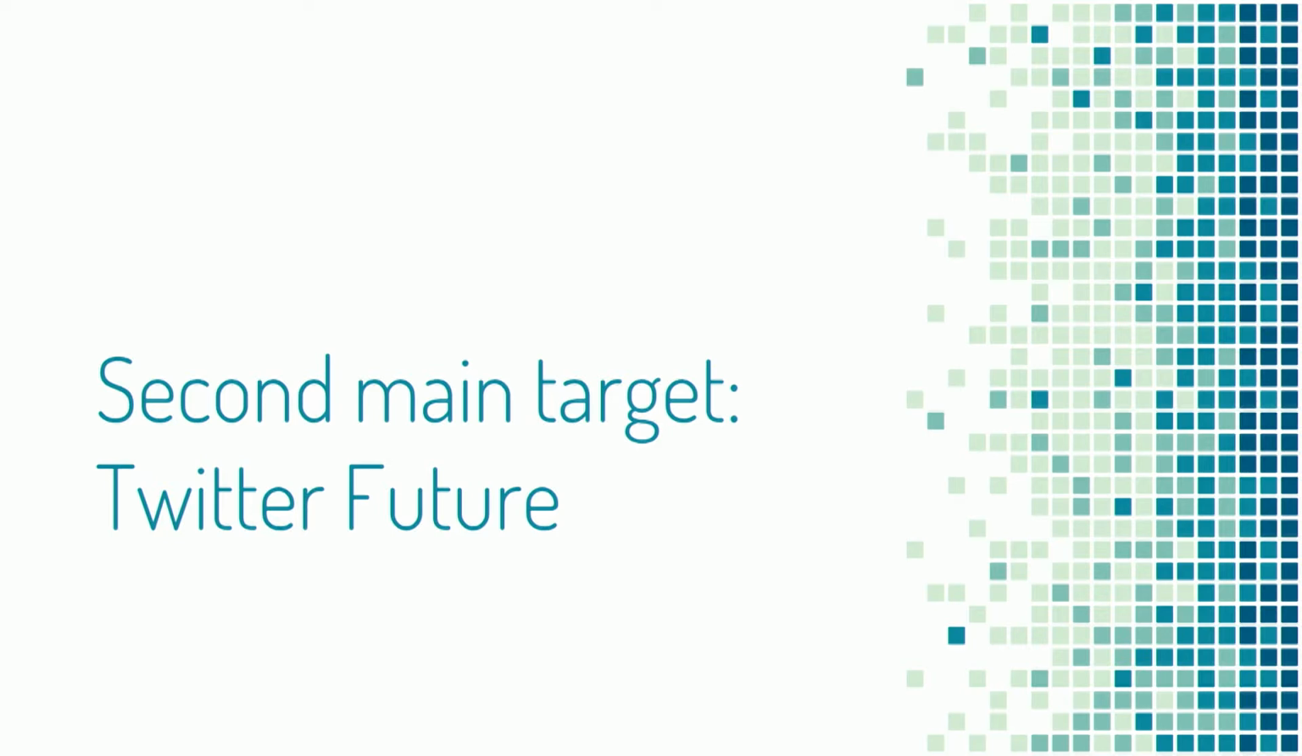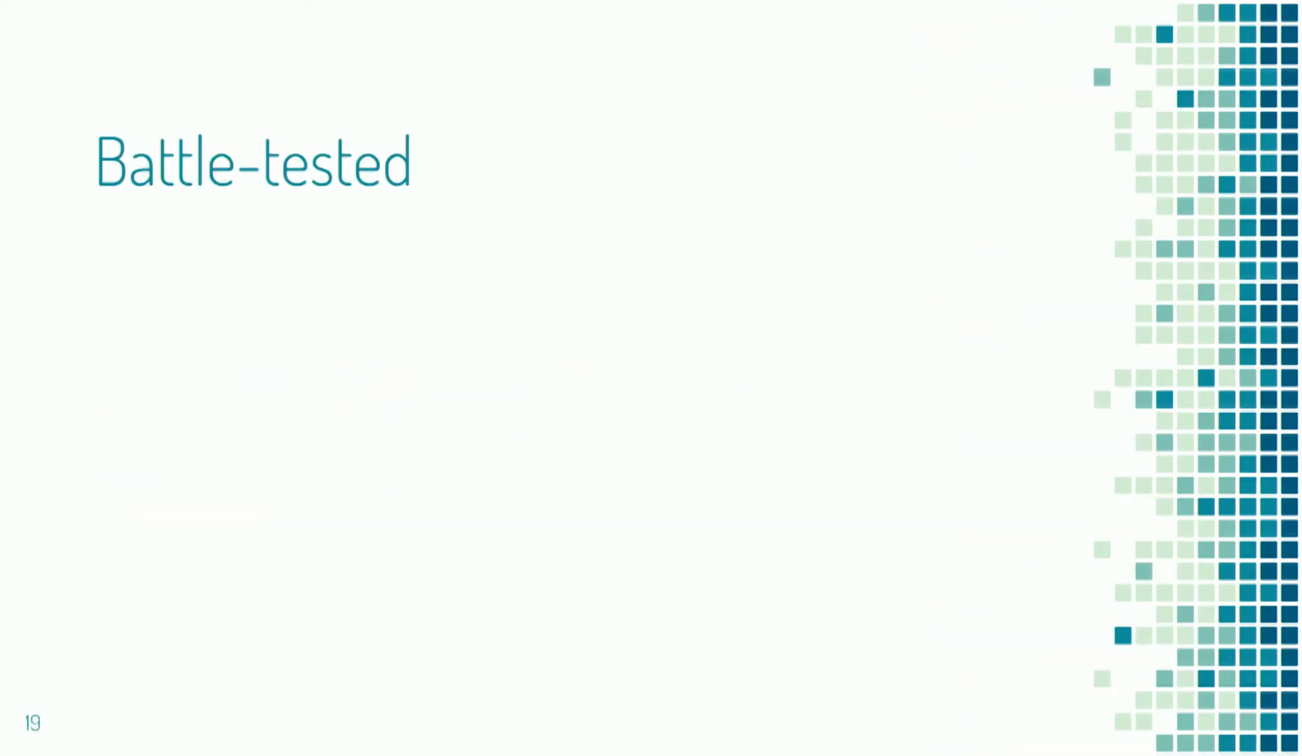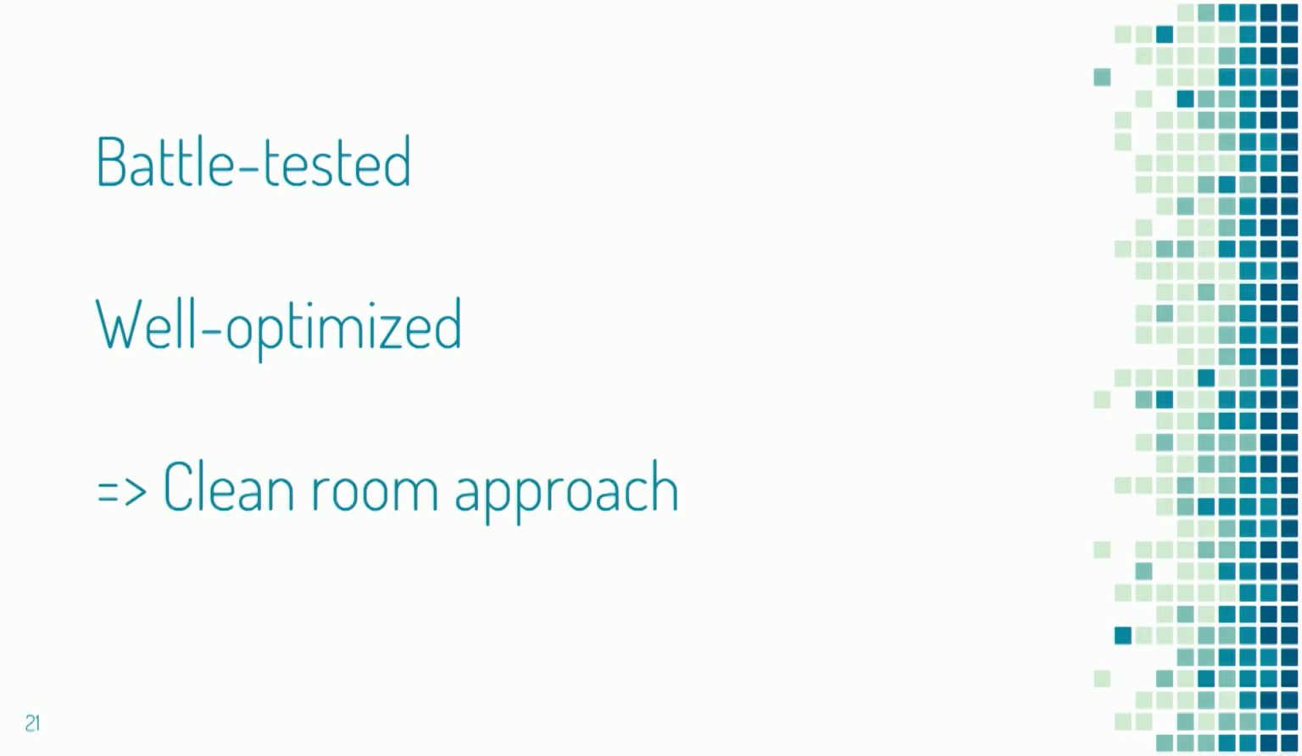And the second target, that is the main topic of my talk today, is the Twitter Future, to optimize the Twitter Future. The Twitter Future is battle tested. It's been used for a long, long time at a really high scale by many types of systems at Twitter and other companies as well. It's really well optimized, written by very good engineers. And I decided to go with a clean room approach. Instead of trying to optimize the code itself, I decided to rewrite, just take the APIs and see what type of optimizations I could implement.